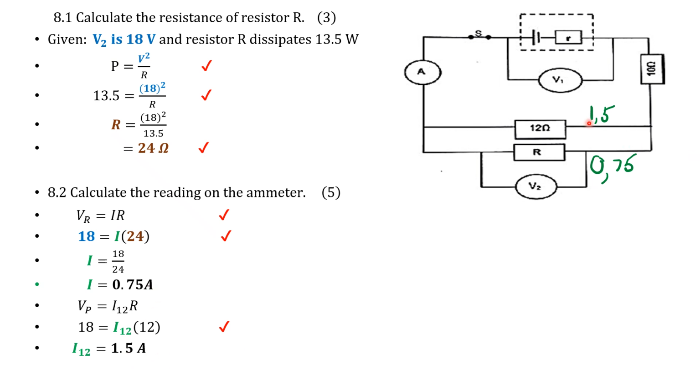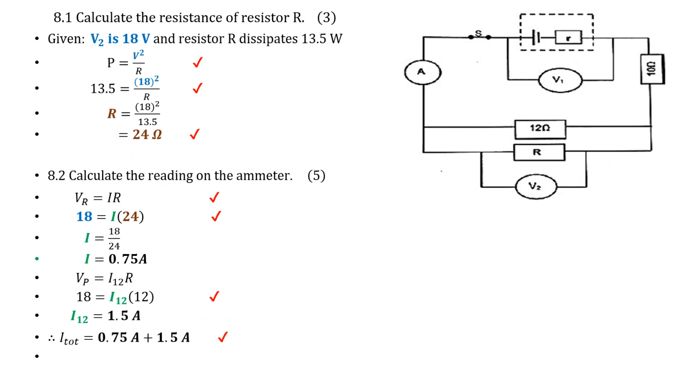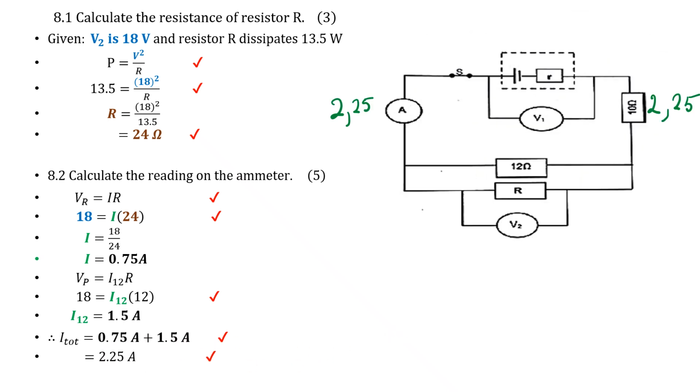So now I have 1,5 amperes coming out of the 12 ohm, and I have 0,75. When the two meet and they move up to the 10 ohm, it's going to be 1,5 plus 0,75. That's my total current going to the 10 ohm, and that's the total current for the circuit. All right, so 1,5 plus 0,75, right, as you can see there, and that would give me 2,25. So there I have 2,25 amperes.